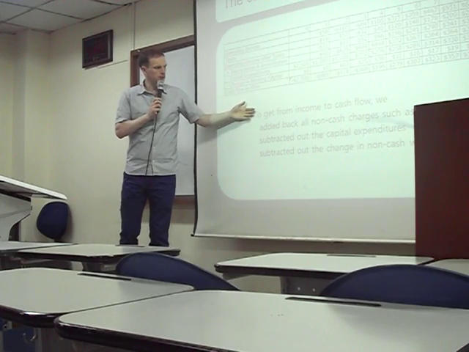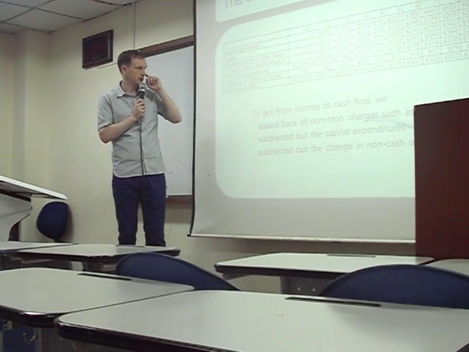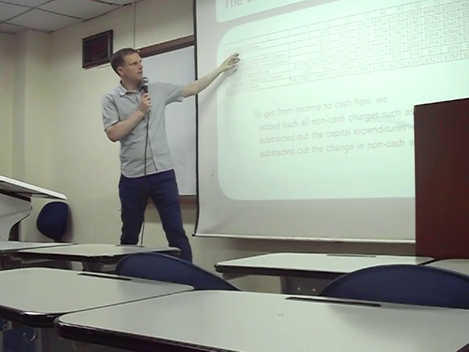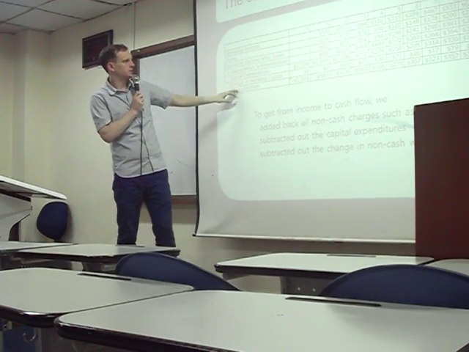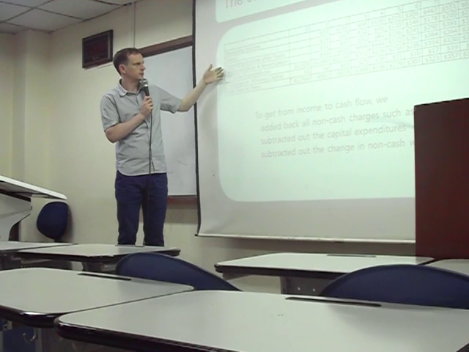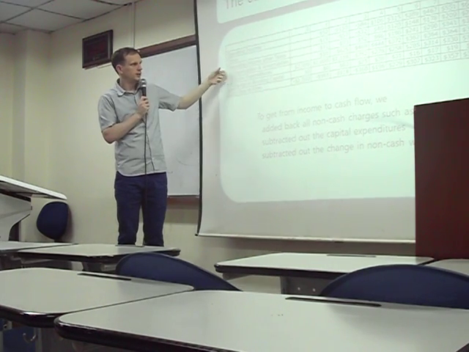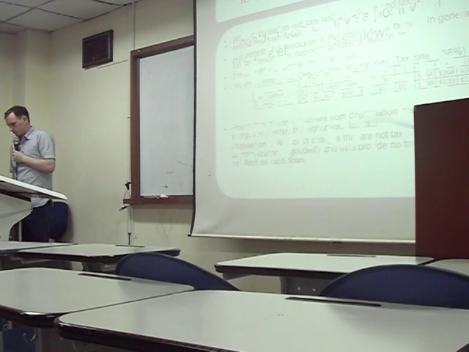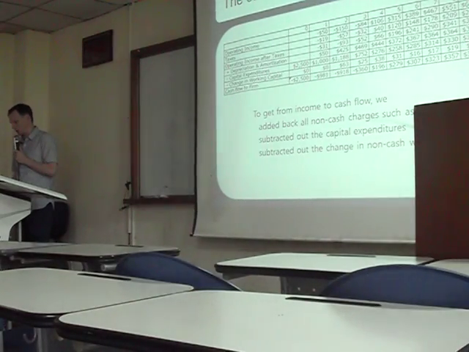So to get from income to cash flow, we have to add back all the non-cash charges, such as depreciation, and subtract out the capital expenditures. So this is the money that we spent. We explained the last time. We have our income, we have taxes, we have capital expenditures, depreciation. Okay, so this is the cash flow to the company. So we have plus depreciation because we took away depreciation, minus capital expenditures because we didn't count the capital expenditure, and minus the working capital. And then this tells us the cash flow. So this is important to know because you have to do this to understand how to change accounting to cash flow.